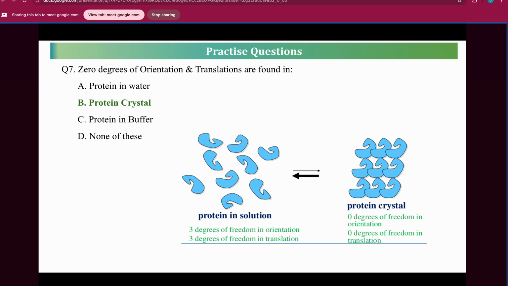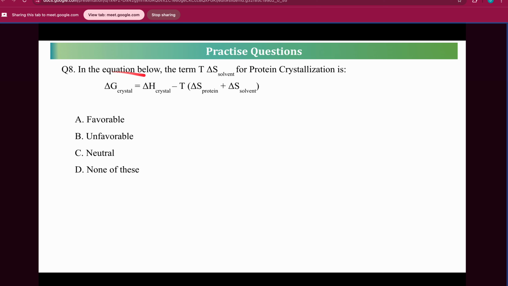So now let's move to the next question. In the equation below, the term T delta S solvent for protein crystallization is... This is the equation: delta G of crystal equals delta H of crystal minus T delta S of protein plus delta S of solvent. So you have to tell whether this particular term, T delta S of solvent, is favorable, unfavorable, neutral, or none of these. So what do you think? What will be this term?